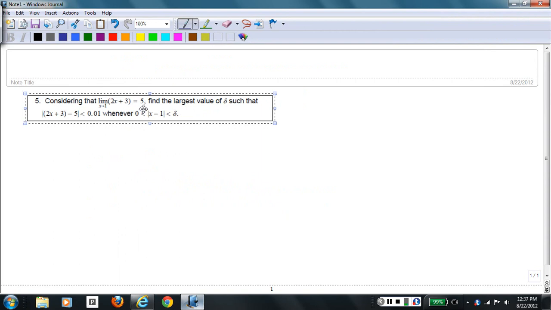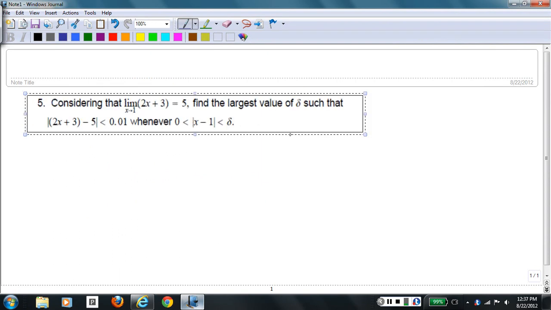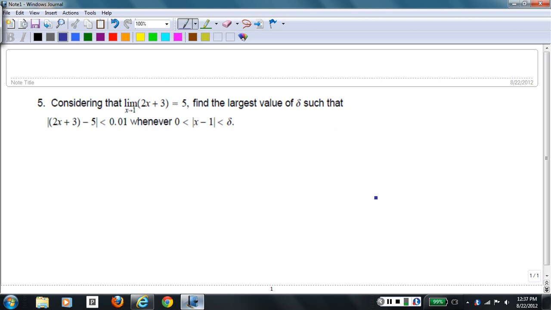Considering that the limit of the expression 2x plus 3 as x approaches 1 equals 5, we're going to find the largest value of delta such that the function value, whatever 2x plus 3 is, is less than 0.01 units away from 5, whenever the x value is less than delta units away from 1. So we want the delta that we find to make this happen.